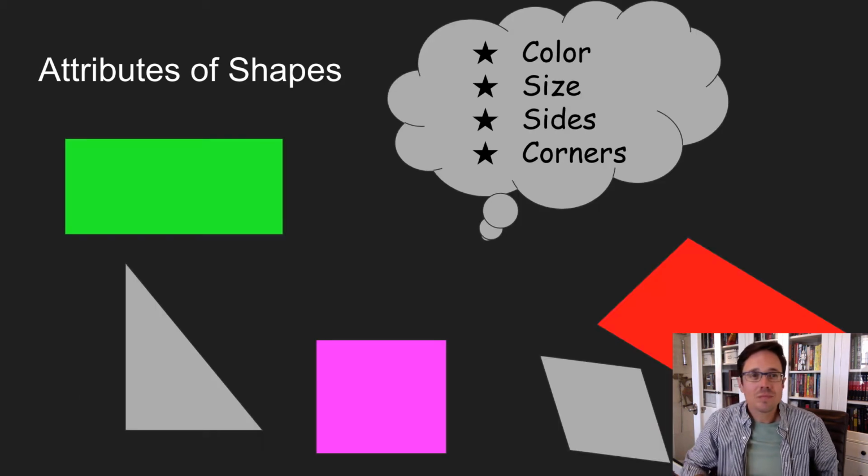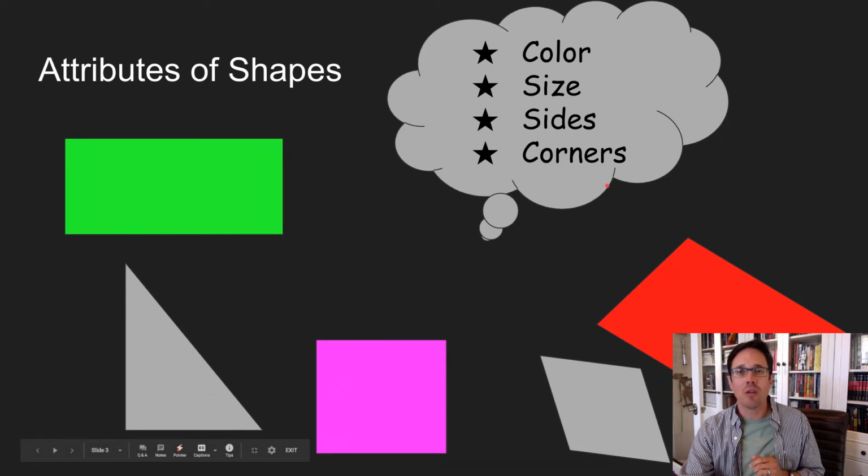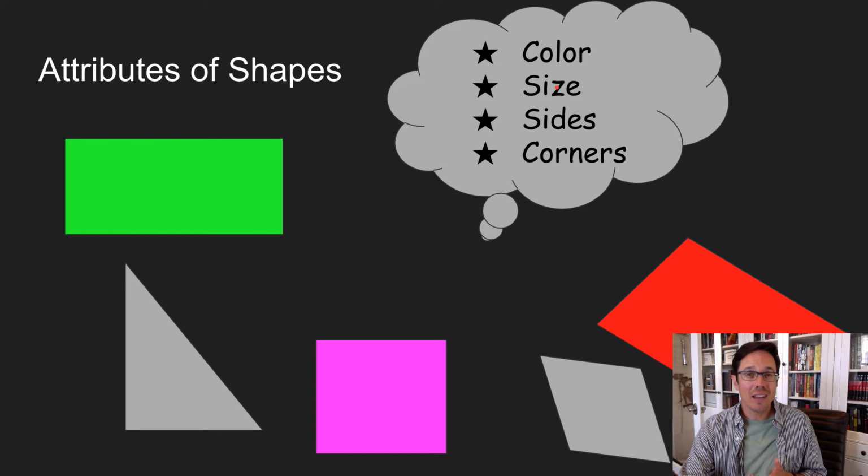Now, whenever you're thinking about attributes in relation to shapes, you might think about an attribute as being something related to the color, like green or pink or gray or red over here. You might think about size, whether they're larger or smaller, like this bigger square versus this smaller square. You might also think about its sides. How many different sides does that puppy have?